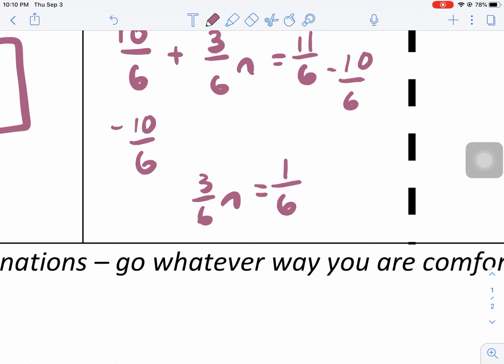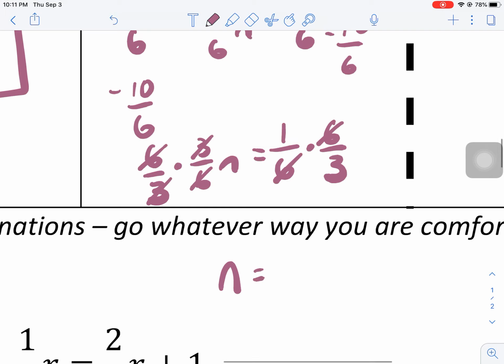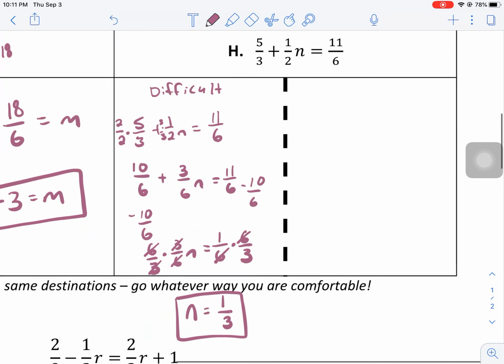Okay? And then to undo this last part right here, to get rid of a fraction being multiplied by something, we have to multiply by its reciprocal, so 6/3. Then you see the 6 would cancel with the 6, the 3 would cancel with the 3, and we're just left with n. So we multiply by 6/3 on the other side. And look what happens here: 6 cancels with 6, and we get n is equal to 1 over 3. Boom. Done.